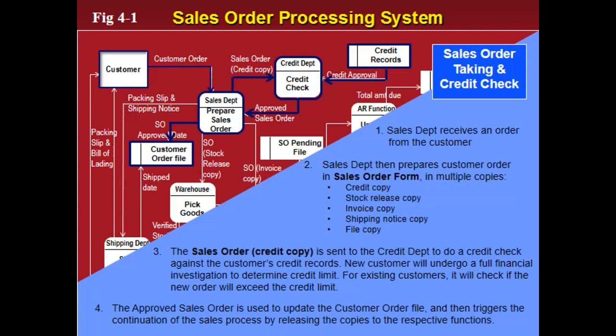The approved sales order triggers the release of other sales order copies to various departments and functions. So you will have the stock release copy that's sent to the warehouse, the packing slip and the shipping notice that are sent to the shipping department, as well as the invoice copy of the sales order that is sent to the billing department. Now we will look at how these documents are used in the various departments and functions in the next slide.